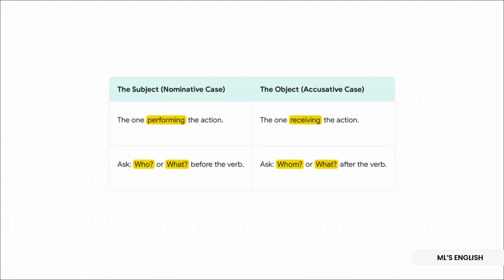Okay, so the two biggest jobs for a noun can be boiled down to this: the doer versus the receiver. It's that simple. The subject, that's our doer, is the one performing the action. And the object, our receiver, is the one having the action done to it. And hey, pay close attention to the questions here. They are your secret weapon for telling these two apart.